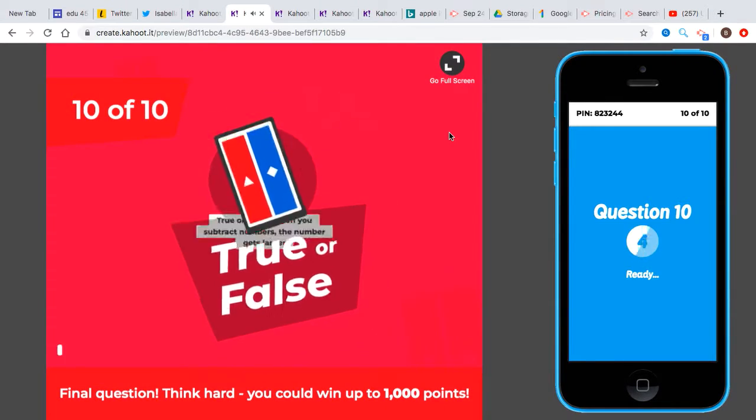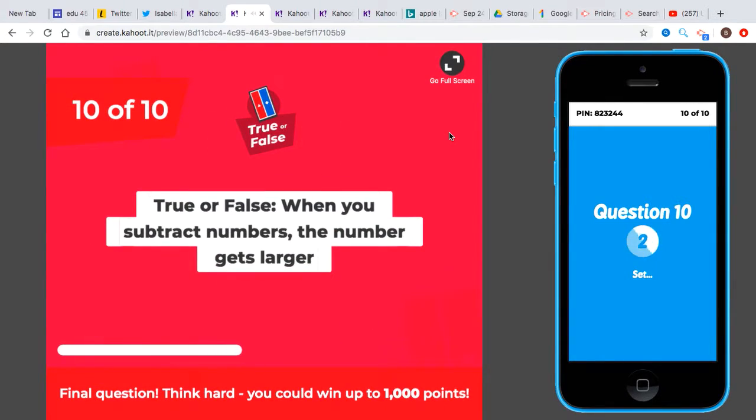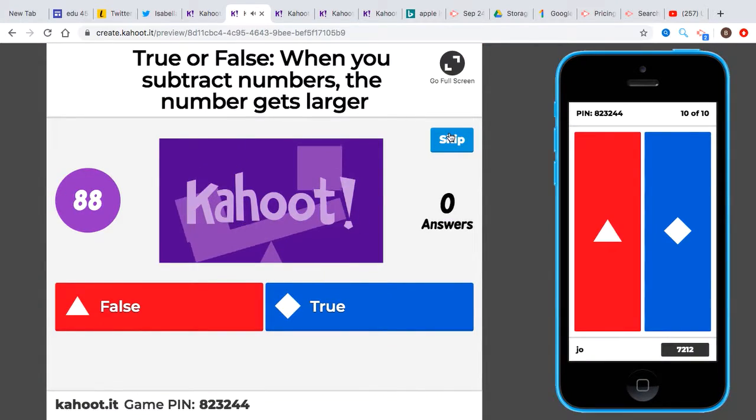And the last question, I also decided to do another true or false. When you subtract numbers, the number gets larger. And this is also false, but we're just trying to see if my students know the concepts of addition, subtraction. So also, again, gave them less time here. And it shows you how many people answered. The question here is 0 because it's just me and I haven't pressed anything yet.